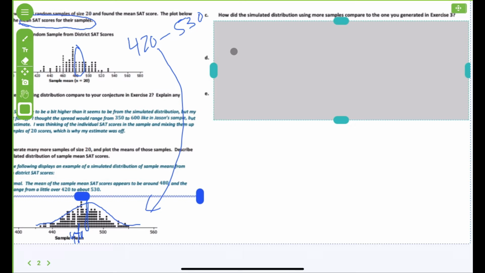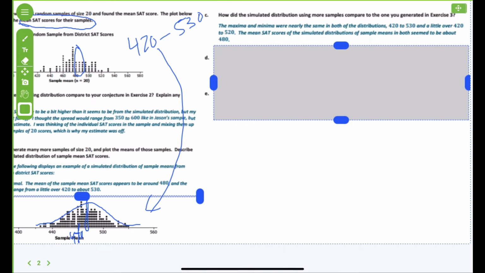All right. How did the simulation distributions using more samples compare to the one you generated in exercise 3? Well, they were very close, right? The maximum and minima were nearly the exact same on both distributions, 420 and 530, and a little over 420 to 520. So the mean SAT scores of the simulated distributions of sample means in both seem to be about 480. That's what we said.